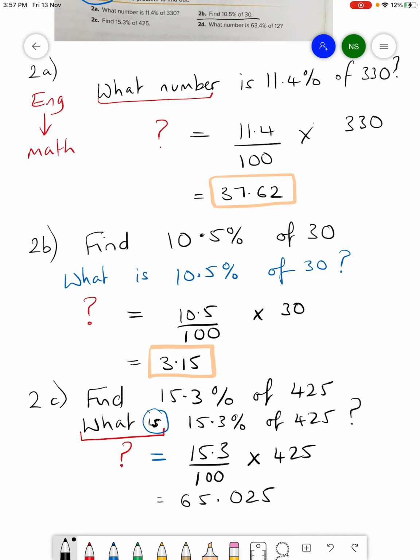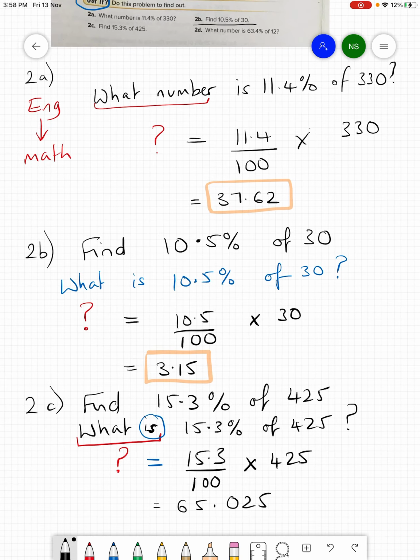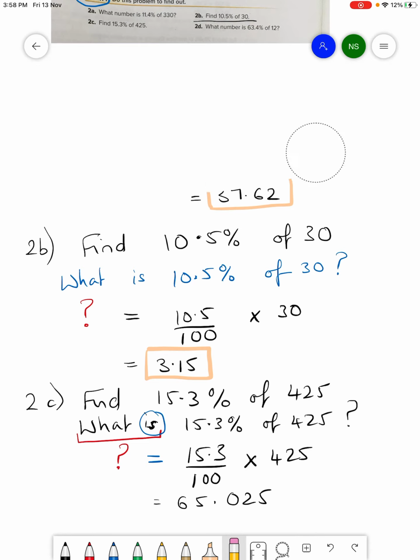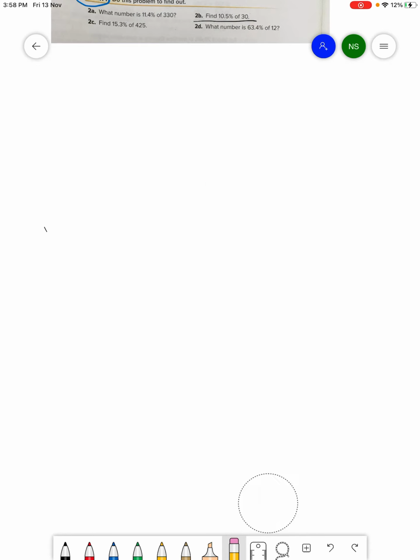Okay, look carefully at your question. It may ask you to write to the nearest integer or whole number. So you have to follow the instructions carefully. Okay, I'll erase this top part now and we'll do D. Let's have a look at D.